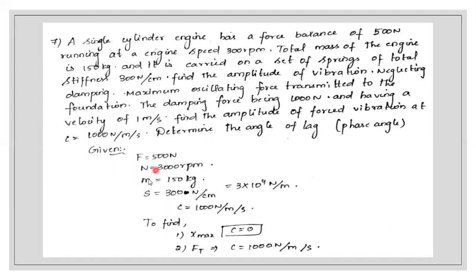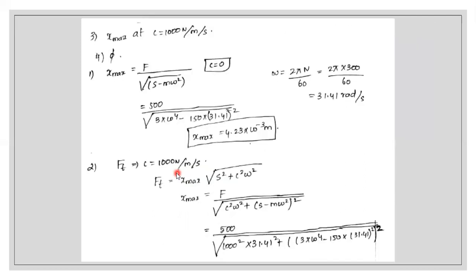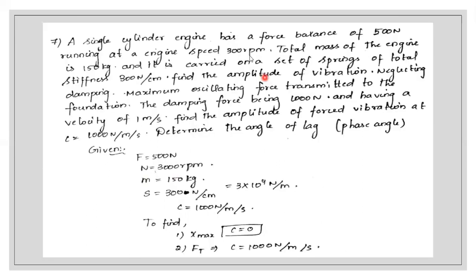So actually it's 3000 RPM, right? Whether 3000 or 300. Okay, actually in the question they have given it wrong, I think. So it's something like 3000 RPM. So N will be 3000 RPM. Total mass of the engine is 150 kg.